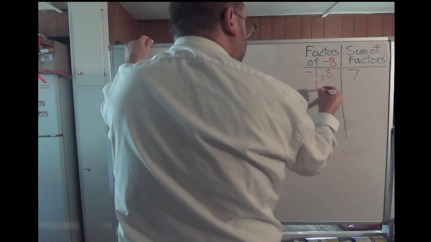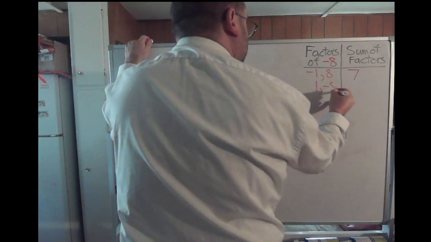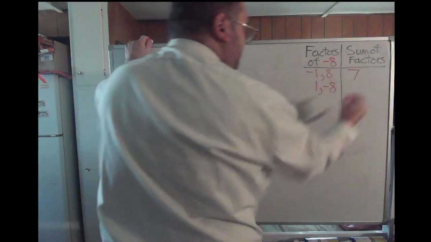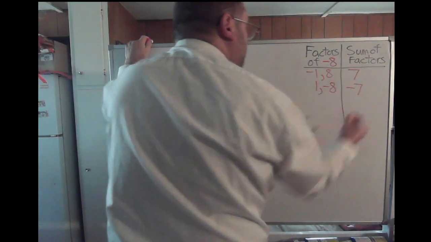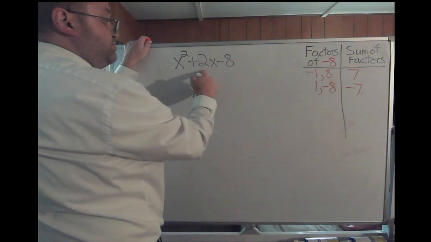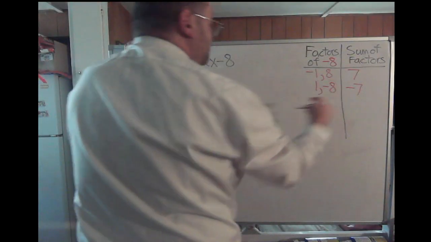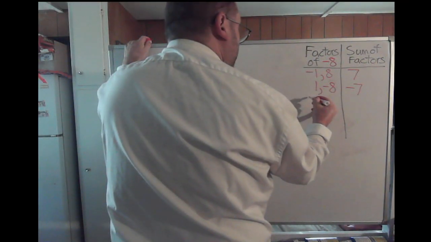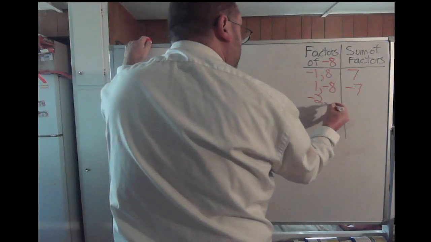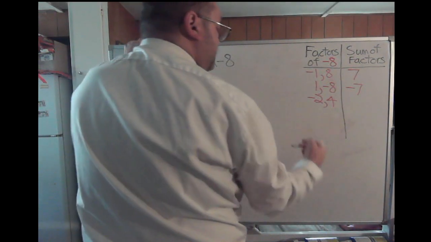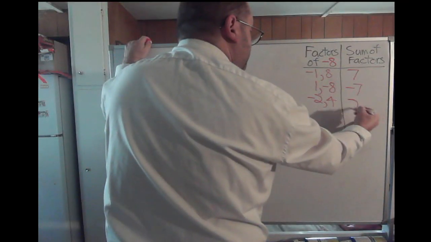Now how about positive 1 and negative 8? Well, add 1 and negative 8 together, you get negative 7. Well, the coefficient on the x to the first term, the middle term, should be positive 2, not negative 7. That's not going to work. So how about negative 2 and positive 4? Add negative 2 and positive 4, you'll get positive 2.